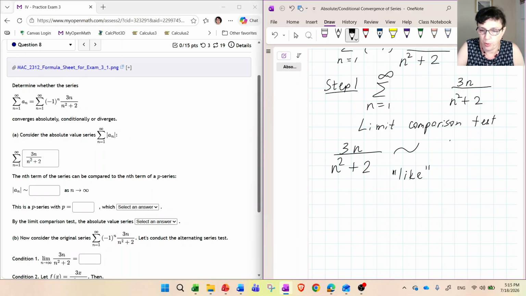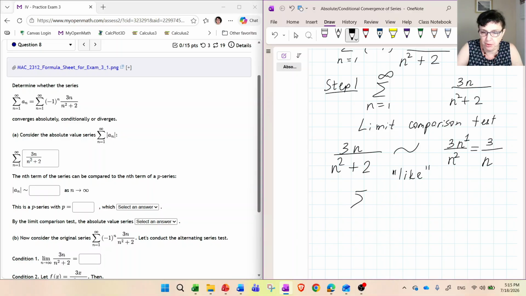Well, just drop the plus 2 because it doesn't matter at infinity, and simplify. Very important, you can't stop here, you have to simplify. So this is n to the power 1. We are subtracting the powers. We keep the n wherever is the larger of the powers. So this is going to be 3 divided by n.